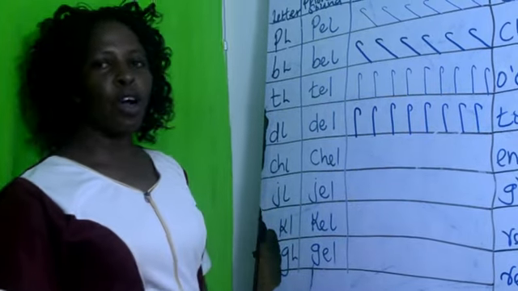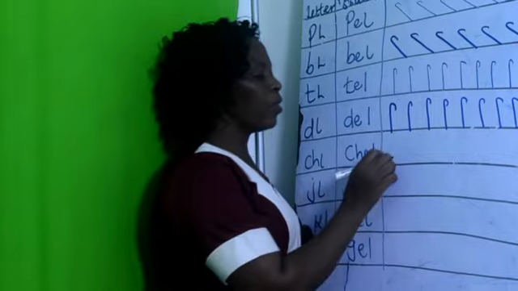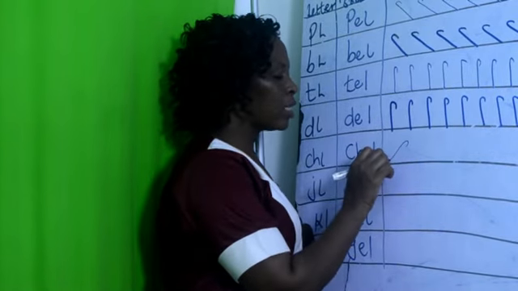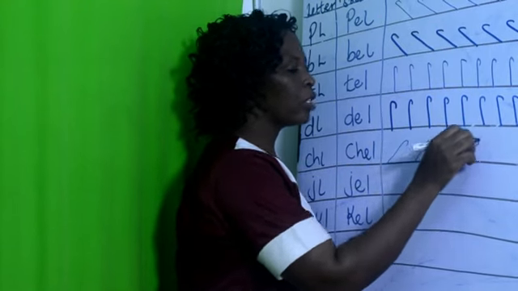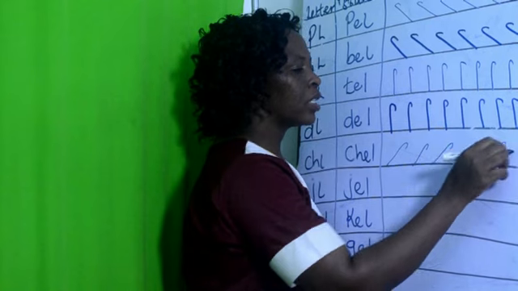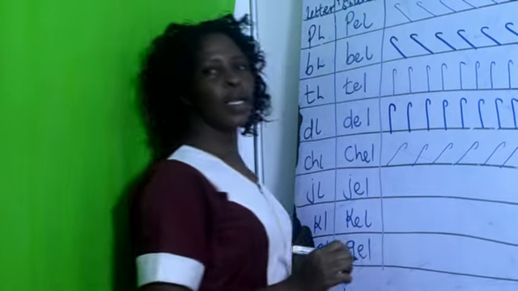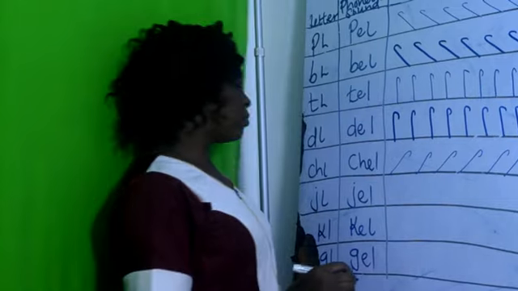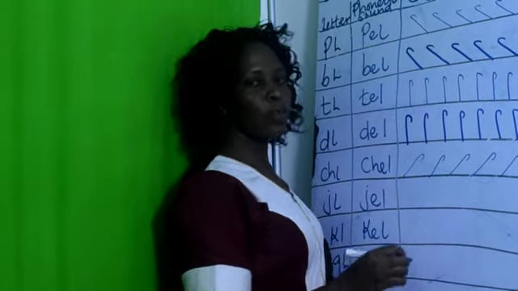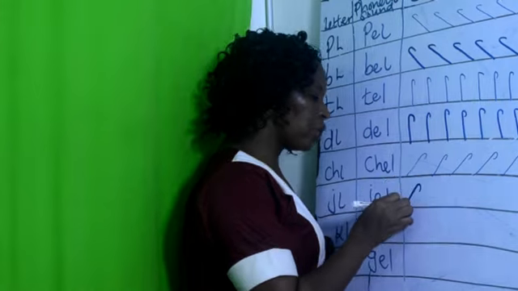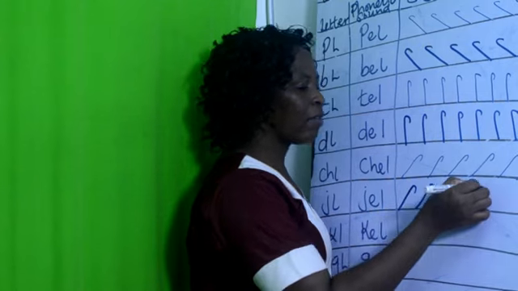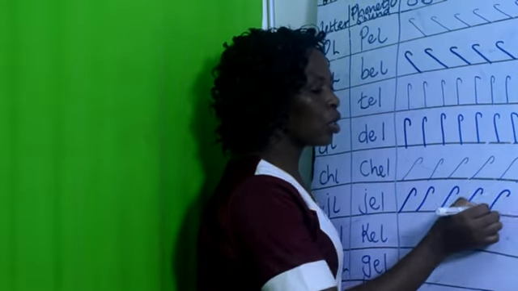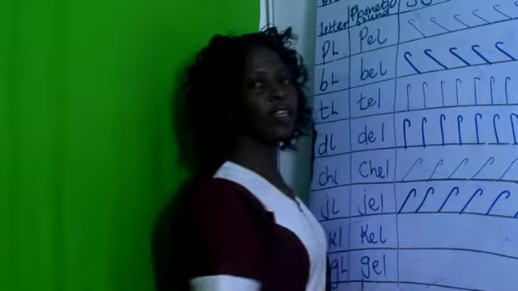Then you have stroke of CH hooked for L, and this is how we drill it. Then we have stroke of J hooked for L. Stroke of J is a heavy stroke. It's a dark stroke. That is how we hook it for L.